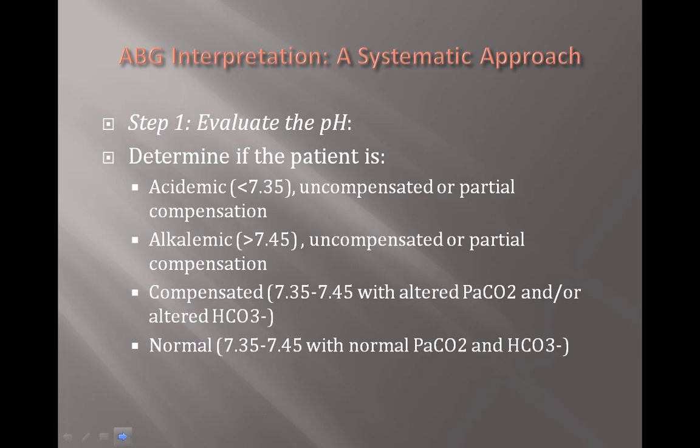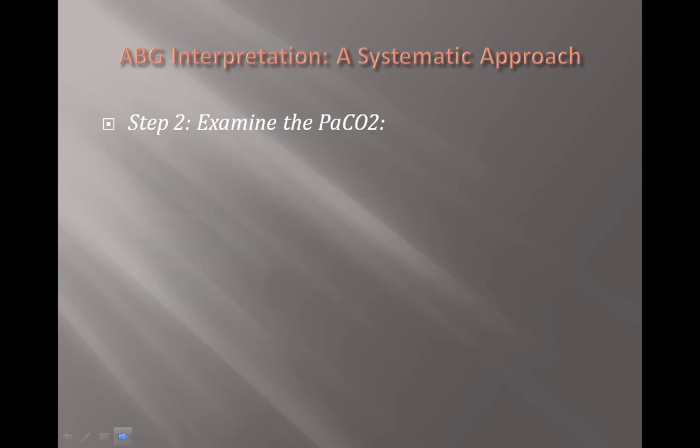Now, how do you know if your patient's normal pH is not compensated? It's simple. Just check your PaCO2 and your bicarb, and if they're normal, then there's no compensation going on and you've got a normal blood gas.